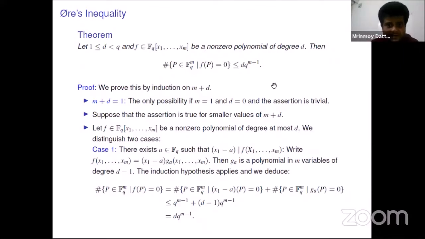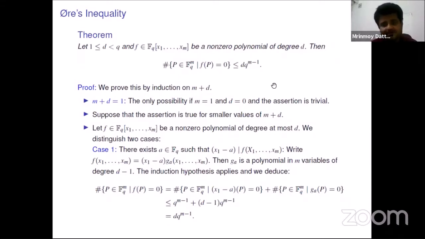And suppose that our assertion is true for all smaller values of m plus d. So you take polynomials in some number of variables of some degree such that the number of variables plus degree is less than the same m plus d.